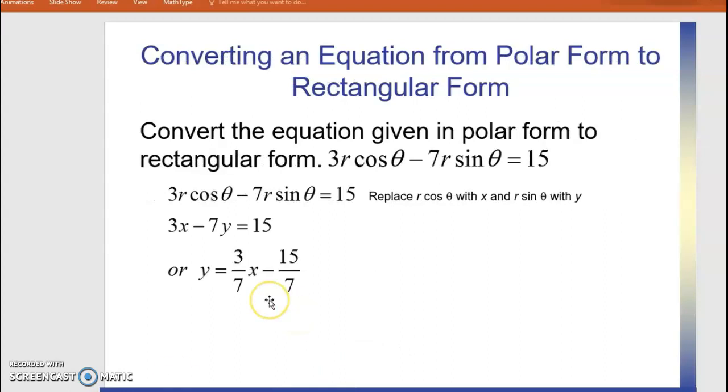This next example is very similar, but we are going in the opposite direction, from polar form to rectangular form. So r cosine theta is replaced with x, and r sine theta is replaced with y, and the problem is complete. If you want to write the equation, since it results in the equation of a line, in slope-intercept form, that is fine. Solve for y. Either form is okay.